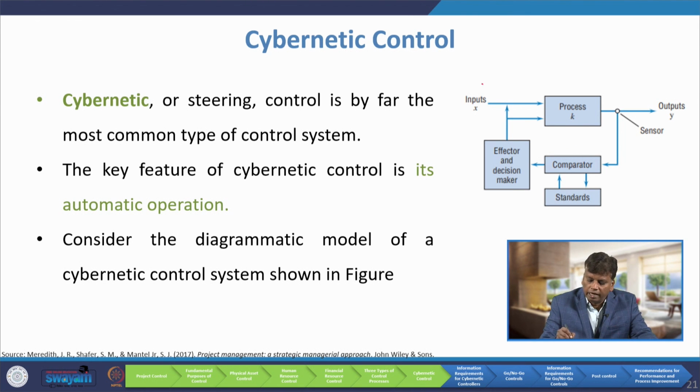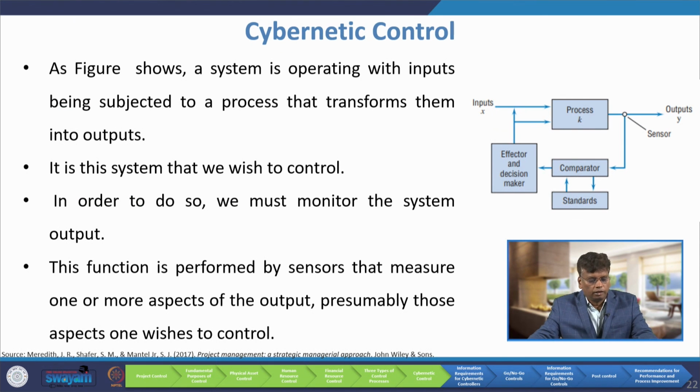So, there is an input, there is an output, and there are sensors which send the output to the comparator, which compares it with the standards. If there is a difference, there is an effector and decision maker, who will do the modification. So, this is the process of cybernetic control. This figure shows a system operating with the inputs being subjected to a process that transforms them into output. It is this system that we wish to control. In order to do so, we must monitor the system output.